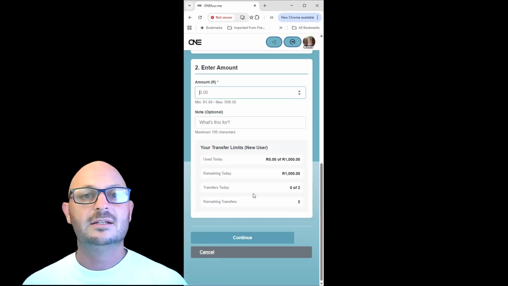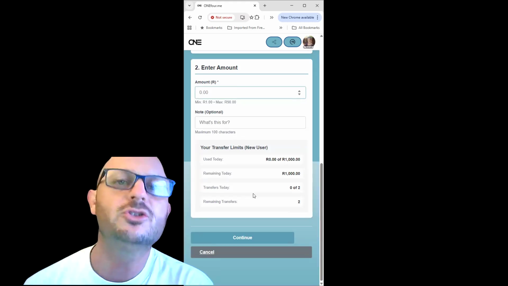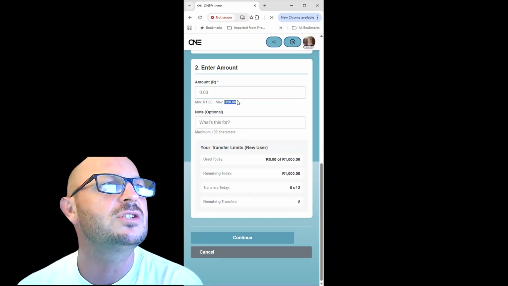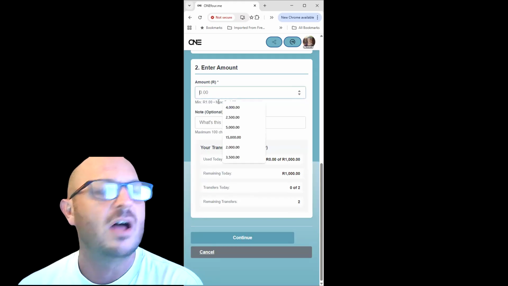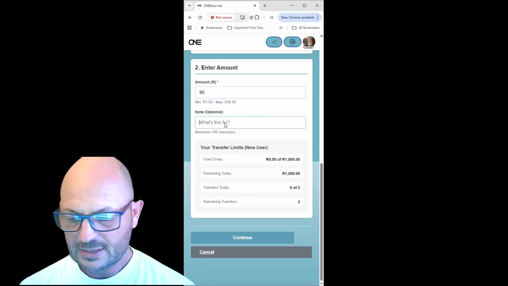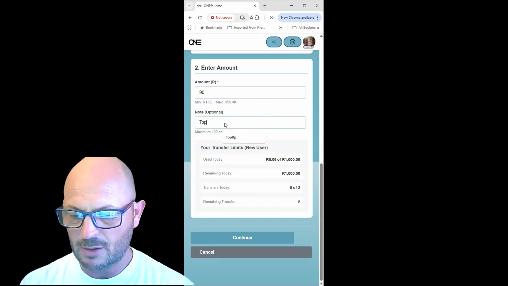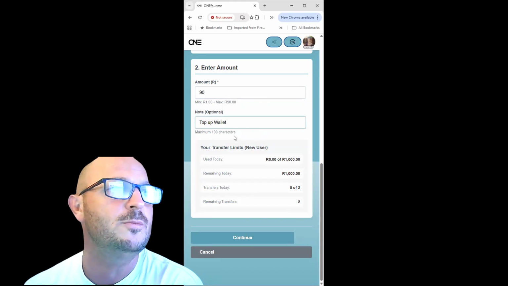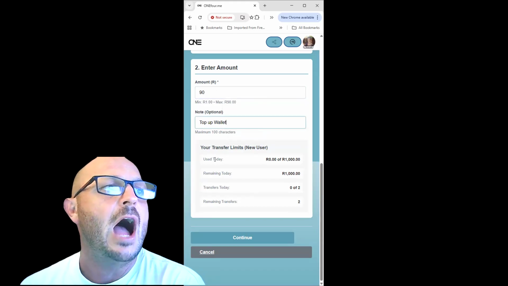Now, the second section will ask you, how much do you want to transfer to that person? The maximum amount that you can transfer is 90 Rand. So I can put in there 90 Rand. You can have a small description there, like top up wallet. You don't even have to have a description there. You can if you want to.